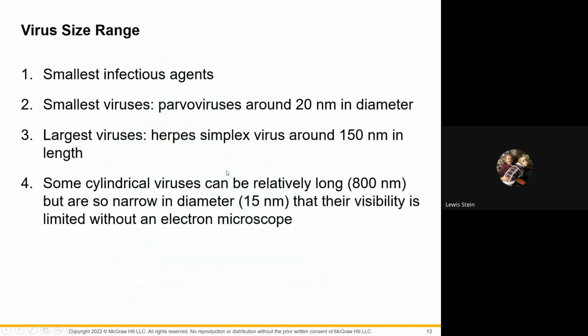So here, virus size range. Now this range is size, not range in the sense of epidemiology. They are the smallest, with the exception of some of the proteins, the prions, which we get to in this chapter, which probably rival that. Parvovirus, very small. Who gets parvo? Dogs. Have you ever seen a dog with parvovirus? Because most are immunized now.